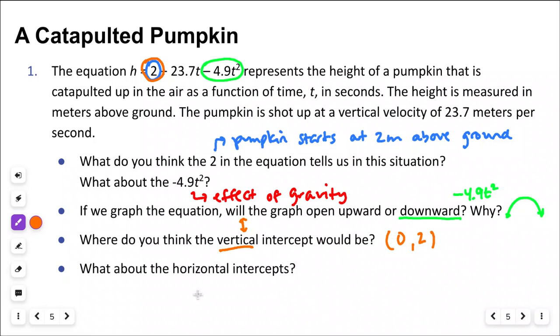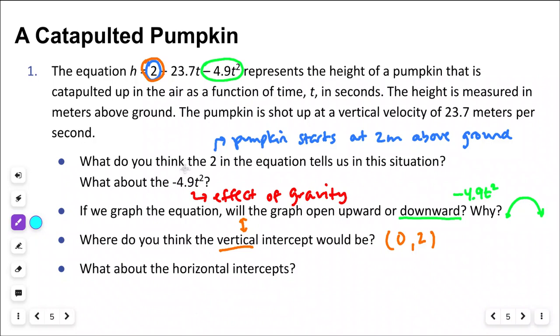Finally, for our horizontal intercepts, what do we know about horizontal intercepts? Those are the same thing as x-intercepts. Well, we've been saying that for your horizontal intercepts, it is helpful to have factored form. Vertical intercepts or y-intercept, you want standard form. X-intercepts, horizontal intercepts, you want factored form.